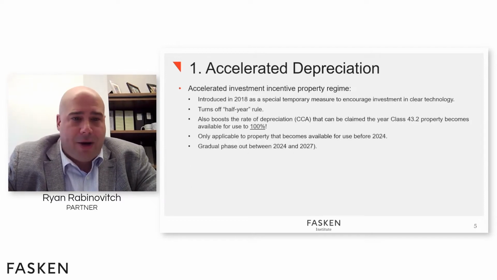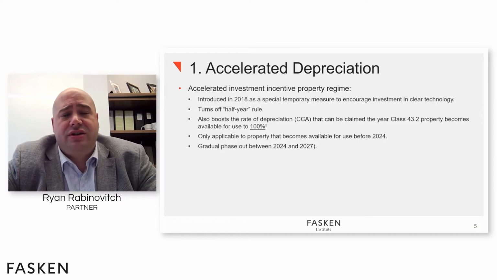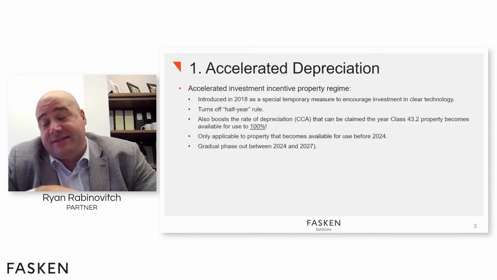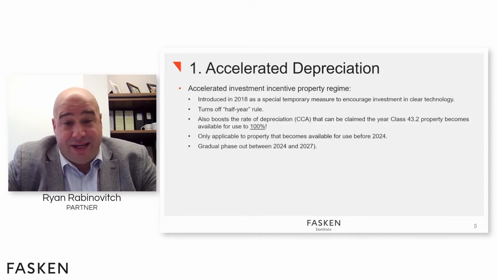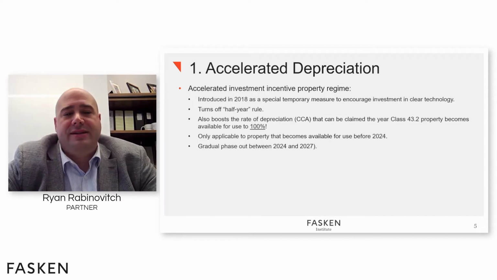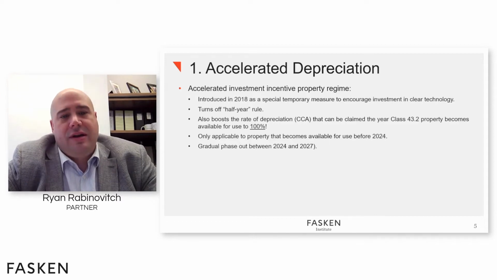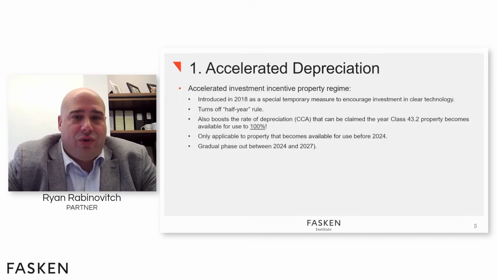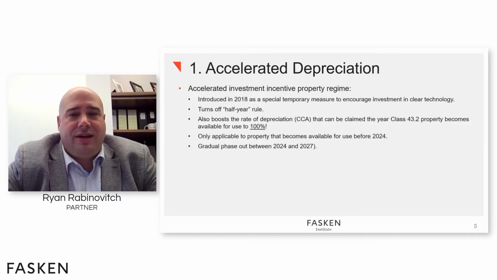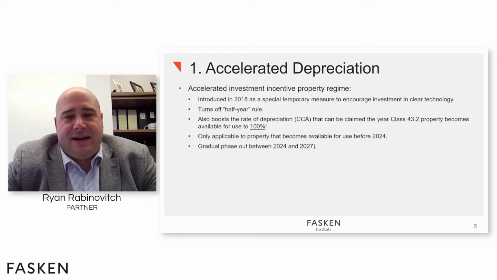something good even better. And that's essentially the introduction in 2018 of what the government called the Accelerated Investment Incentive Property Regime, AIIP. And that's basically a regime that applies to all various classes of depreciable property, but particularly and most generously to renewable energy assets and class 43.2 properties. And basically what the government did is two things which are pretty amazing in this sector. The first thing is they turned off the half-year rule, that rule that says that whatever depreciation you're ordinarily entitled to in year one is decreased by half.